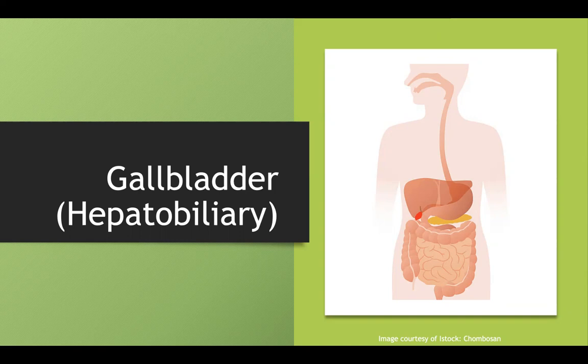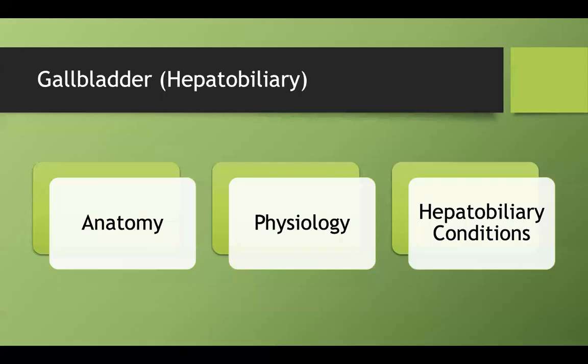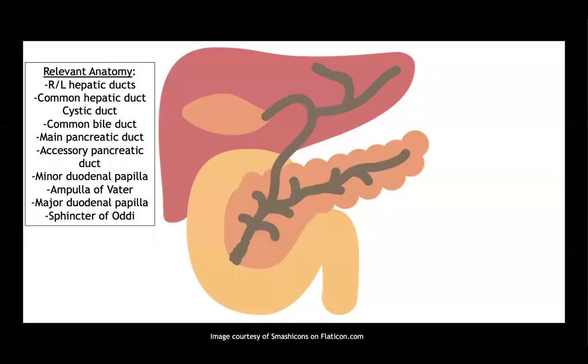Hi, everybody, and welcome to the 9th lecture in our 10-part GI lecture series for those of you studying for USMLE Step 1 or COMLEX Level 1. Today, we're going to talk about the gallbladder and the bile ducts, so the hepatobiliary system. We'll start again with anatomy.